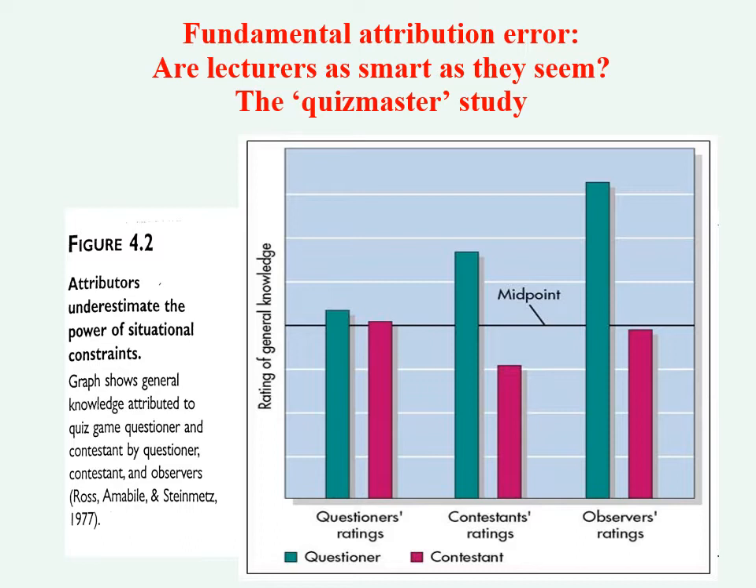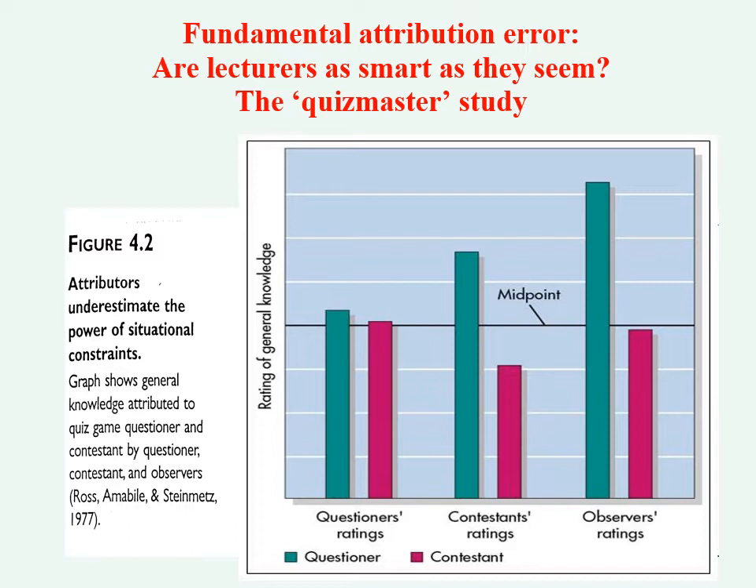Now, if humans were rational, you would immediately recognize that asking the questions is much easier than answering them. So we really don't know very much about the knowledge of the quizmaster, because the quizmaster faces a much easier situation than a contestant who has to answer the questions. Now, what the figures show is that the quizmaster, the questioner, was aware of it and didn't rate the knowledge of himself and the contestant as very different. That's the left side of the graph.